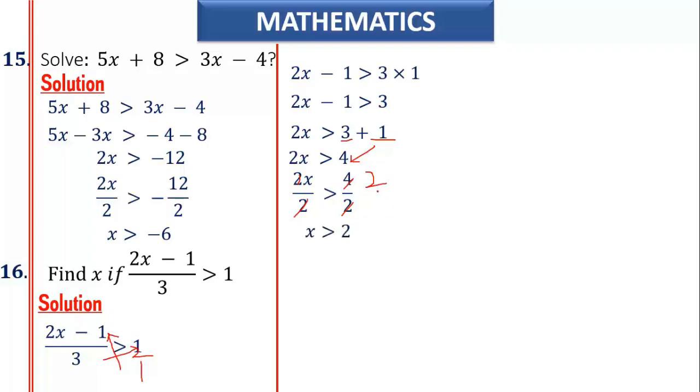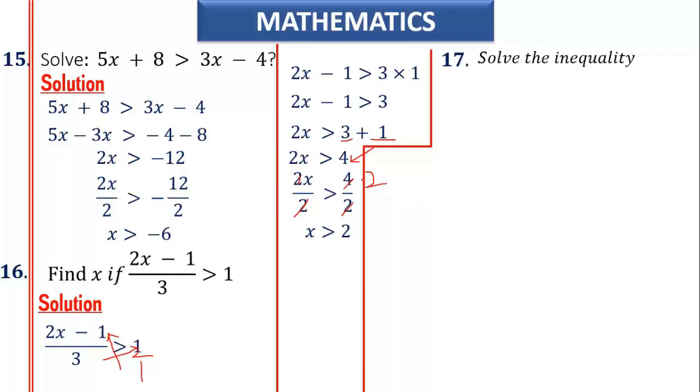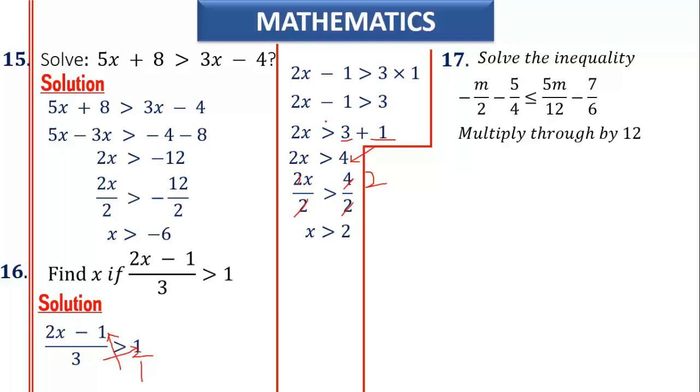So let's take a look at the last question here. We have minus m over 2 minus 5 over 4 is less than or equal to 5m over 12 minus 7 over 6. So multiply through by 12. Of course, we're going the route of using the LCM to multiply through everything.